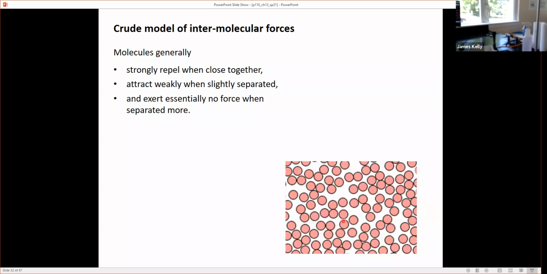So you can imagine they really don't like to be close together, but if you try to pull them apart a little bit, they're a little bit sticky. They like to clump together. But of course, they're moving all over the place, and maybe they're moving so fast that they don't really pay attention to that tendency to clump too much.